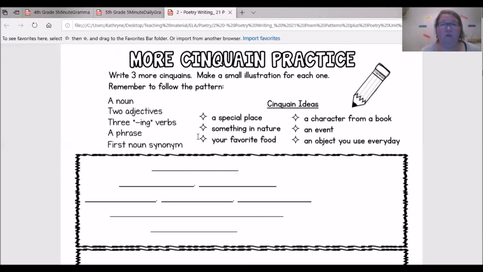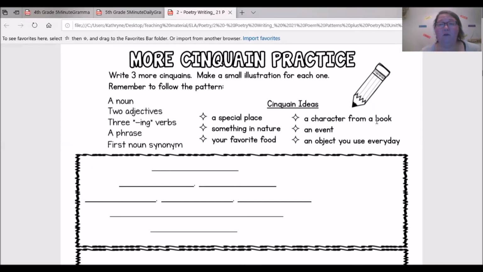And they do give you ideas up here: a special place, something in nature, your favorite food, a character from a book, an event, or an object you use every day. So, just for instance, a special place could be Disney World or the park or your bedroom. Any of those would work. Something in nature could be a tree, a flower, a cloud, an animal, anything like that. Your favorite food, that one was always fun. I always got good ones for that one. But you could write out pizza or spaghetti or nachos or anything.